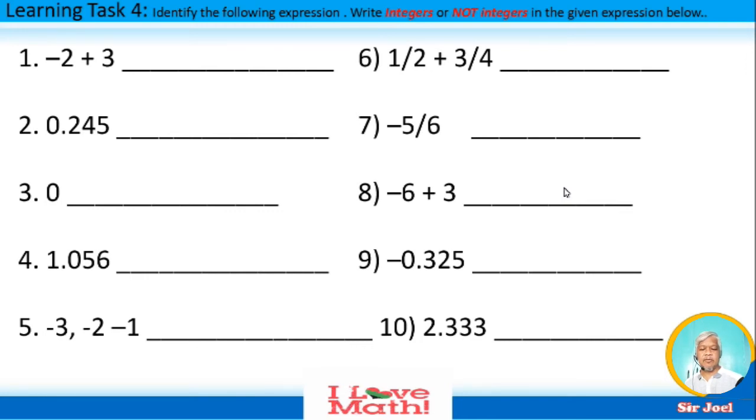Okay? Number 2, 0.245. There is a decimal point. So sabi natin, ang integer dapat walang decimal. Ano kaya ang number 2? Integer or not integer? Okay? Number 3, 0. Yun. Alam ba natin ang 0 ay integer? If yes, then very good. Number 4, 1.056. O, meron uling decimal point. So, hindi siya integer. Number 5, negative 3, negative 2, negative 1. All negative numbers, integer. Okay? Number 6, 1/2 plus 3/4. Uy, parehong fractions.